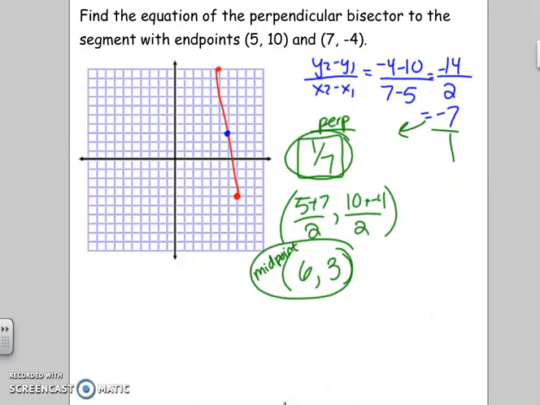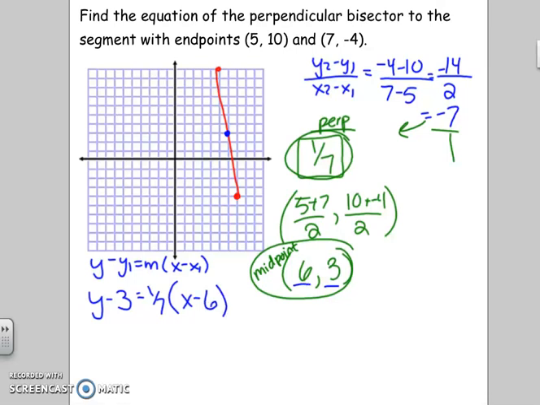And let me extend my page. So I'm going to start off, let me rewrite it for you guys. Y minus y1 equals m times x minus x1. So I'm going to start off with y minus 3 for my midpoint equals my slope, which is a 1 over 7, times x minus this x point, which is a 6.